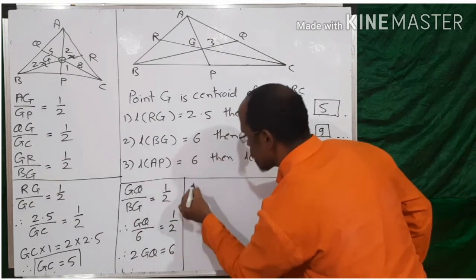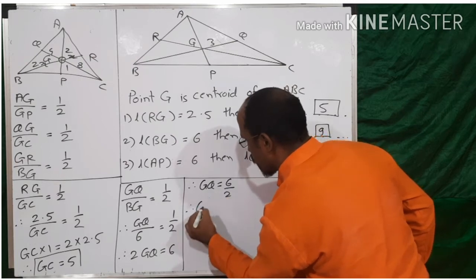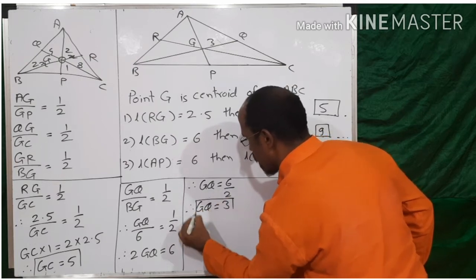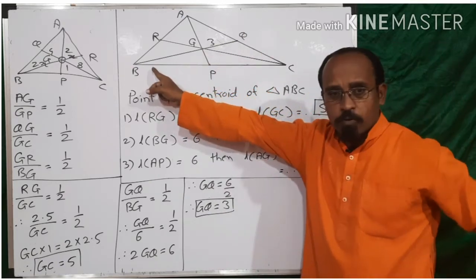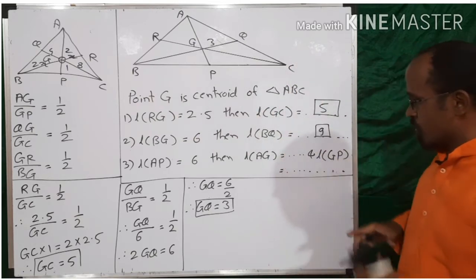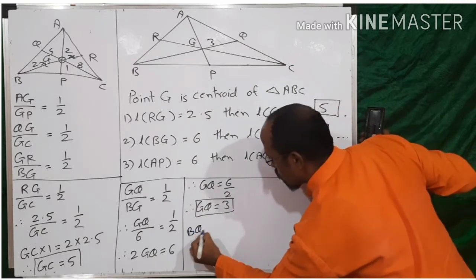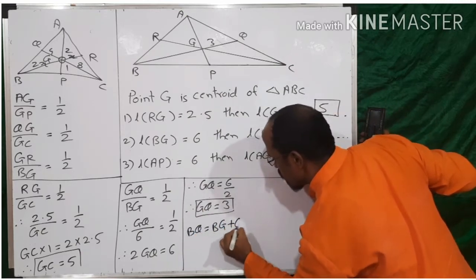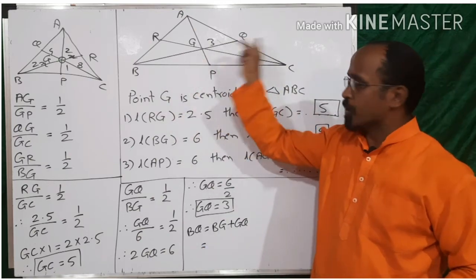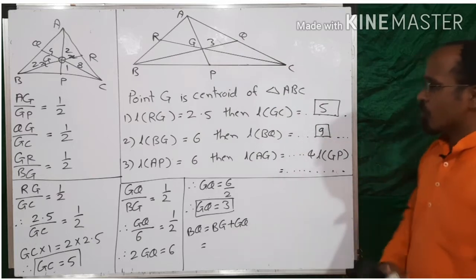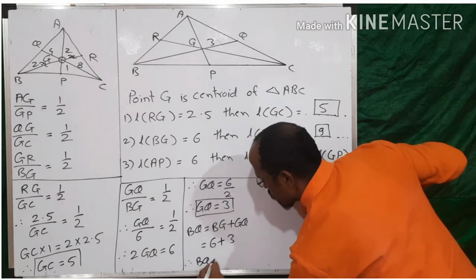Therefore GQ is equals to 6 upon 2. Therefore GQ is equals to 3. Okay, friends, we found GQ. Now what we have to find? We have to find BQ as it is asked in the question. BQ is equals to BG plus GQ. Why? Because these are collinear points. BGQ, they are collinear. And what is the value of BG? BG is 6, GQ is 3. Therefore BQ is equals to 9.